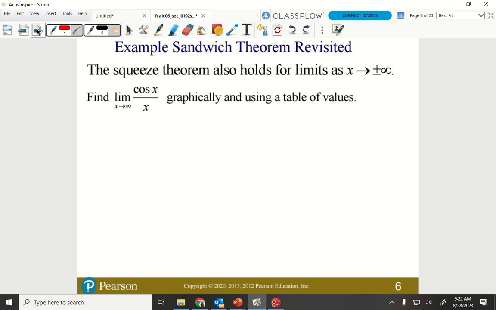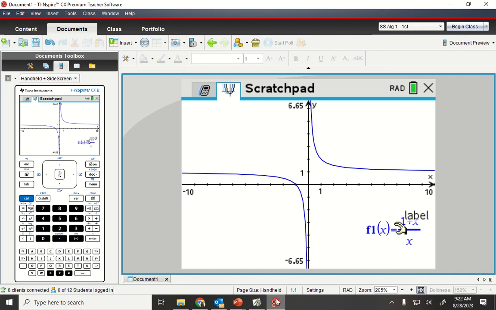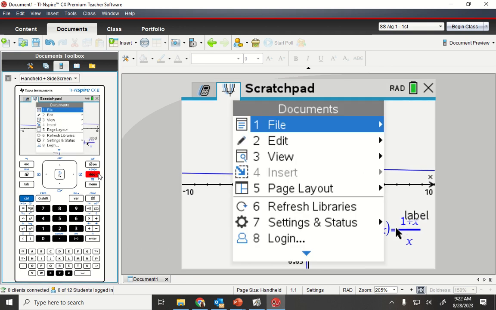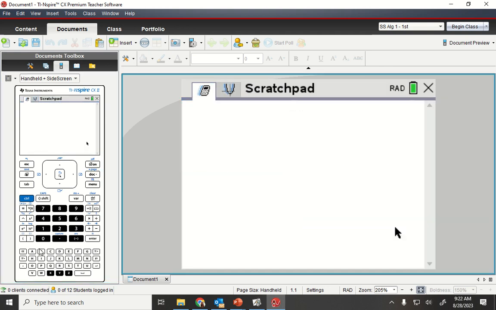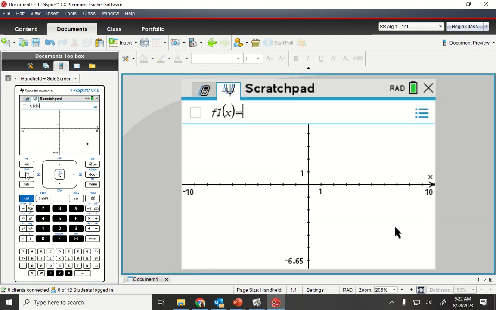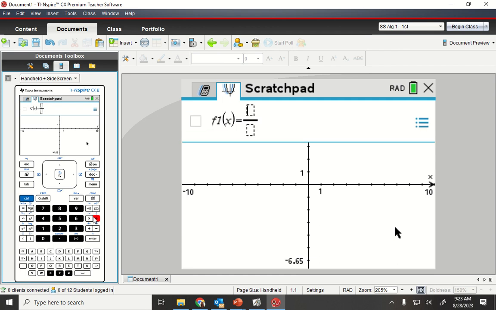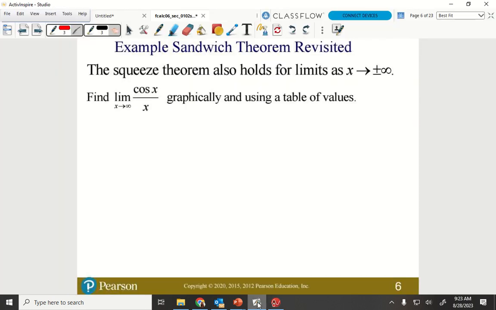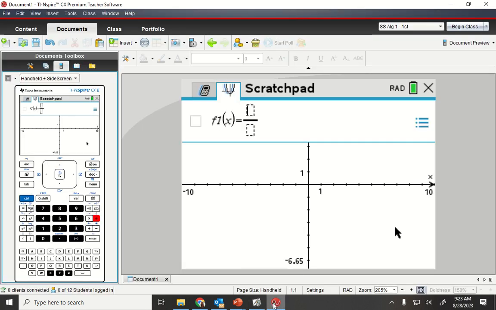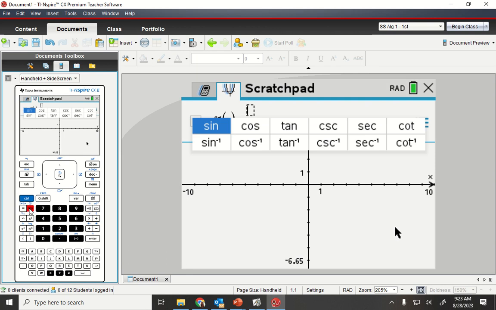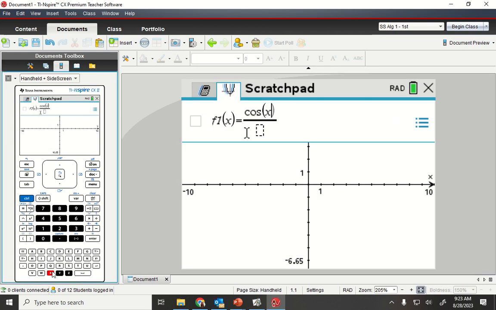How do I get to radians again? Okay, upper right-hand corner, what does it say? It says rad, so you're good. So hit doc B, clear it out again. And it was control divide. My function is cosine x over x. So trig, cosine x over x.